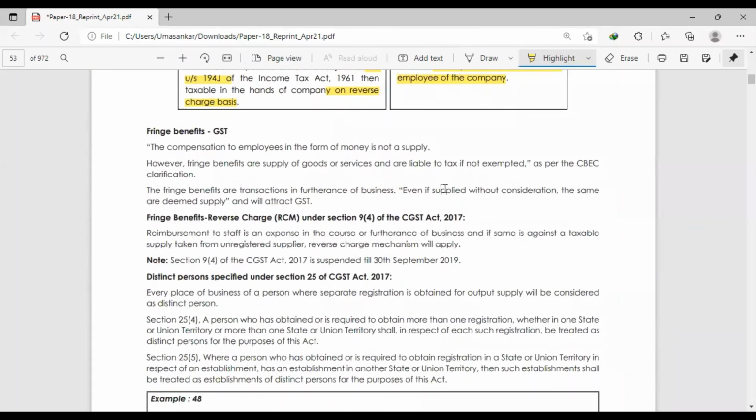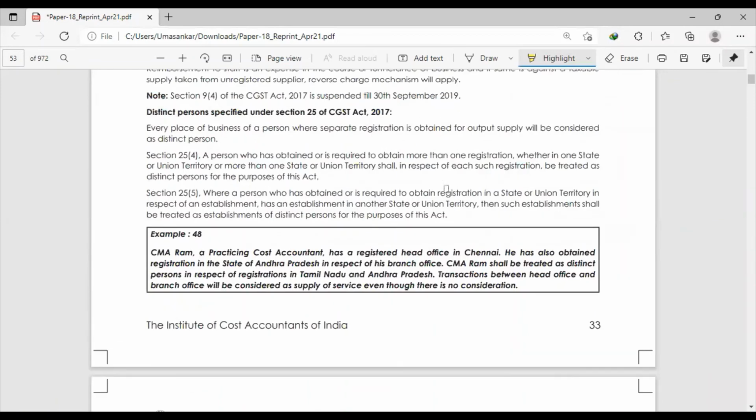Here are some examples like fringe benefits and how RCM is paid on fringe benefits. And what do you mean by distinct person? Okay. Now we'll come to distinct person. This will be our last topic for today's session. Okay. What do you mean by distinct person? I have already read the definition of related person. Don't confuse related person and distinct person, because both are different.